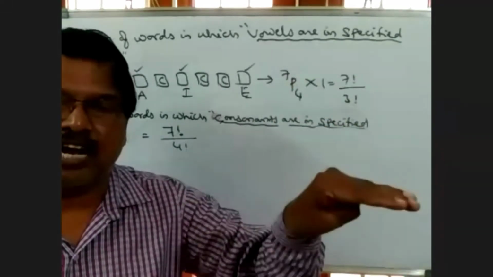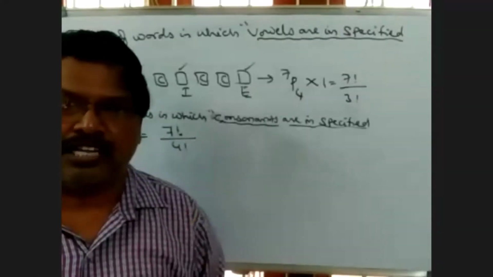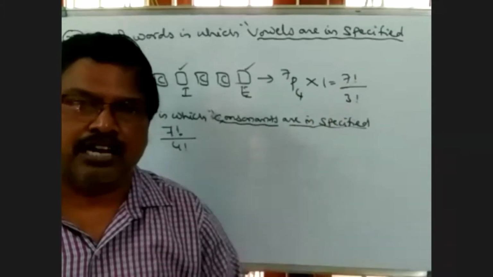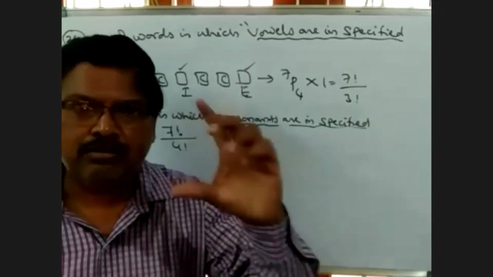Next, all vowels are not together: total minus all vowels together. All consonants are not together: total minus all consonants together. So try to remember these points.